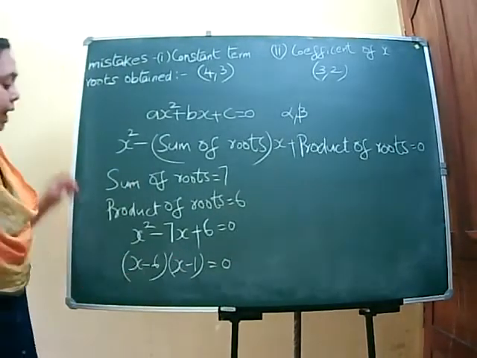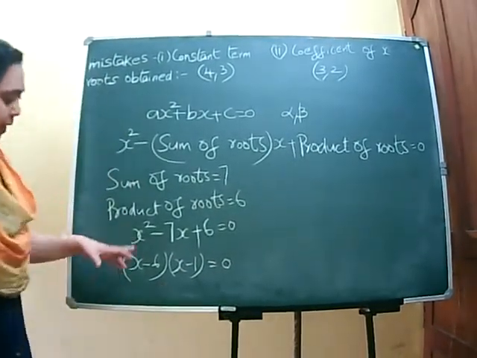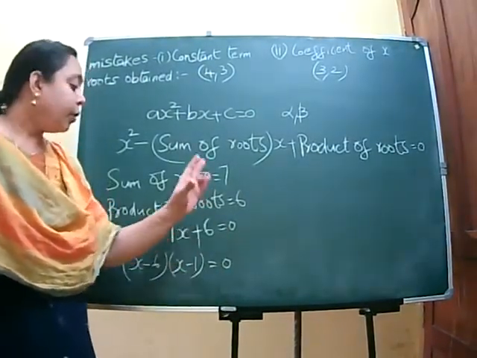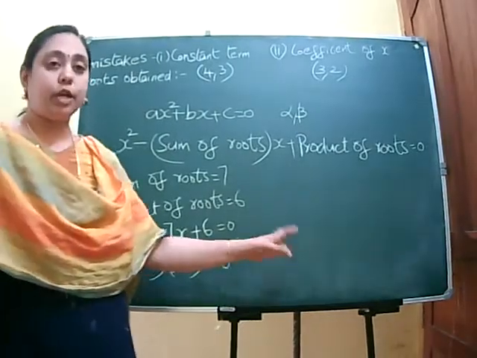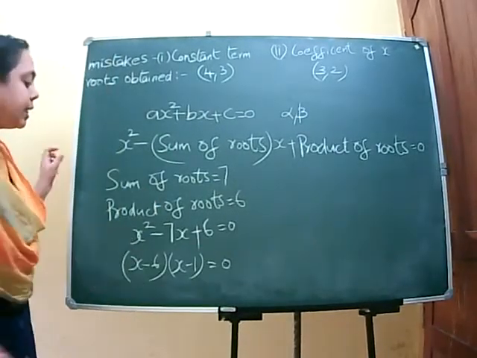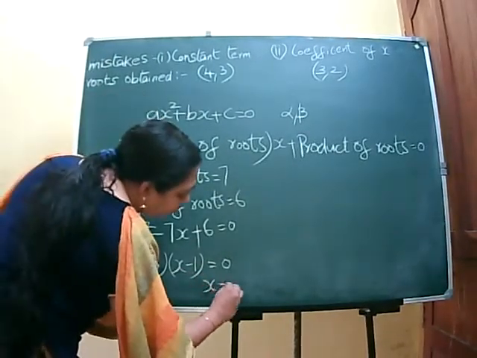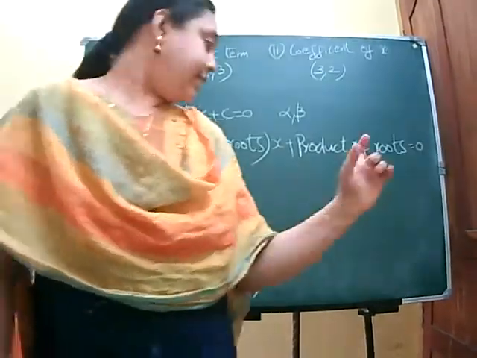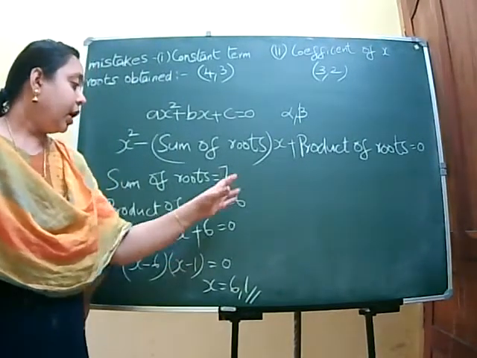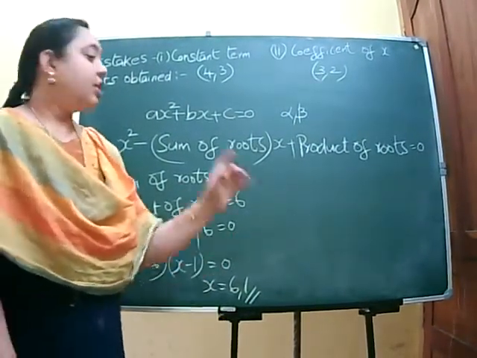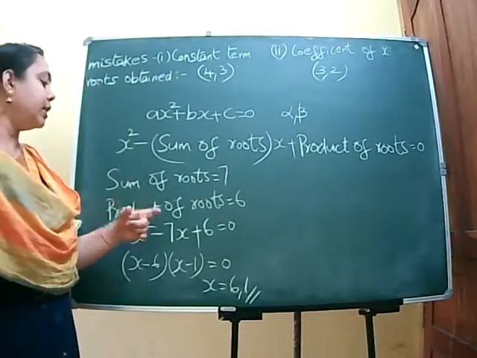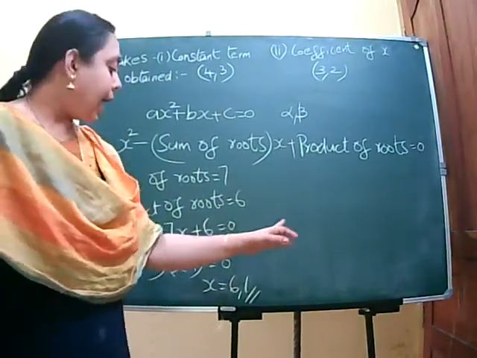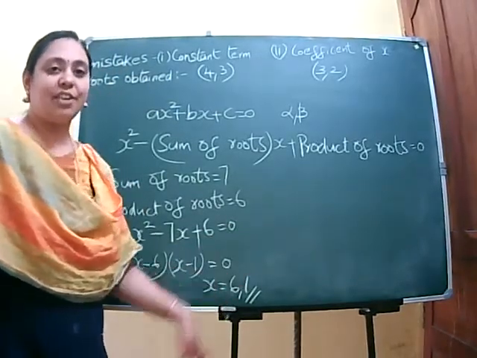Now the roots are, which means that either x minus 6 is equal to 0 or x minus 1 is equal to 0, which means that x is equal to 6 and 1. That is the roots of our required equation. So our required equation is x square minus 7x plus 6 is equal to 0 and their roots are 6 and 1.